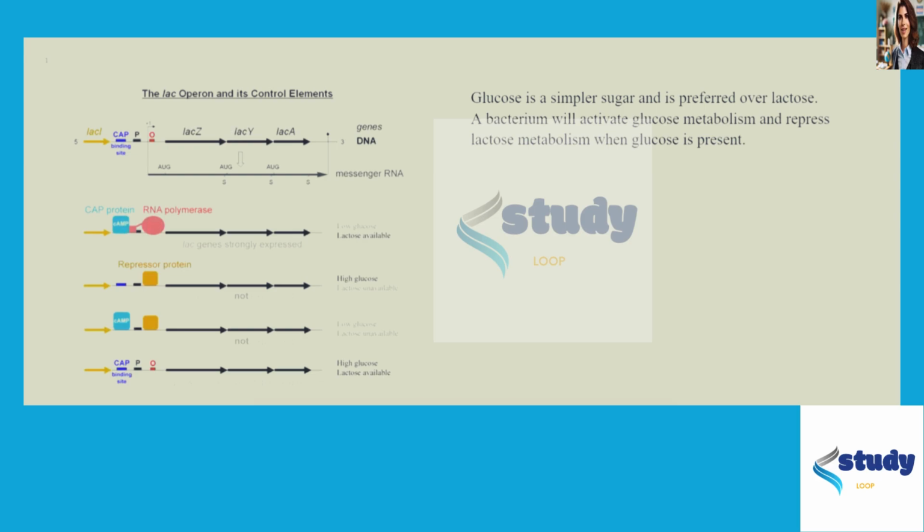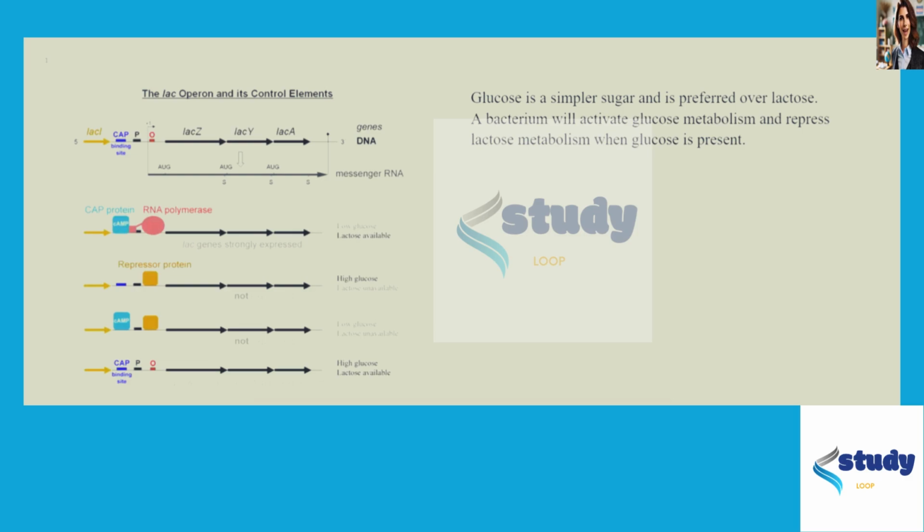So you need those two factors to basically turn on the lac operon. You need the absence of glucose and the presence of lactose. The cell needs to be able to tell that both of those conditions are met. And this is how that happens.